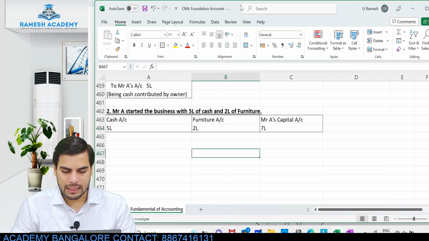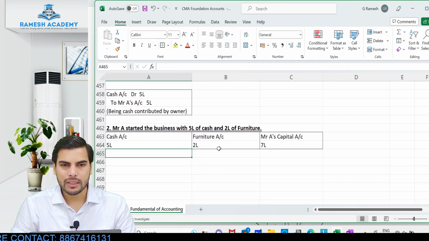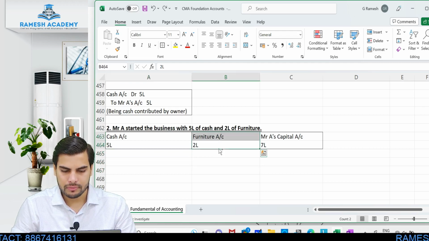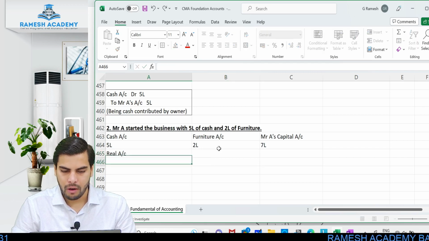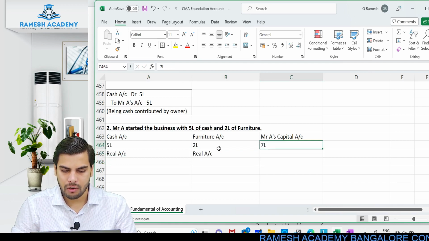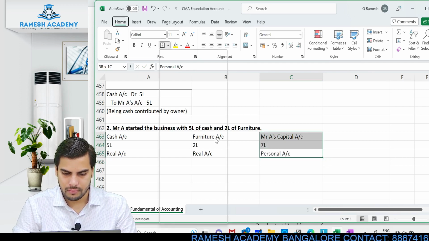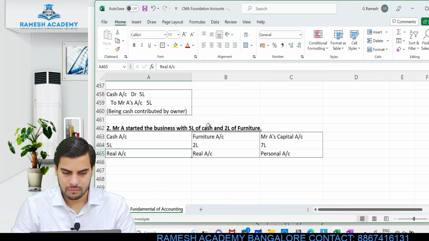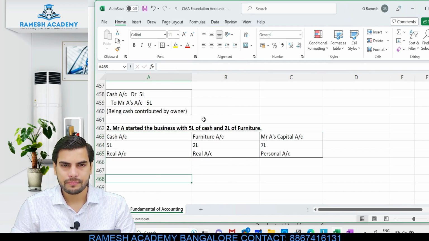Now we just need to classify these accounts as personal, real or nominal. So what about the cash account? Is it personal, real or nominal? Yes, cash is a real account. What about furniture? Don't you think furniture is also an asset? So even this would be considered a real account. And A's capital, as usual, you know this is a personal account. Is this point clear? Anybody having any doubt or confusion so far?